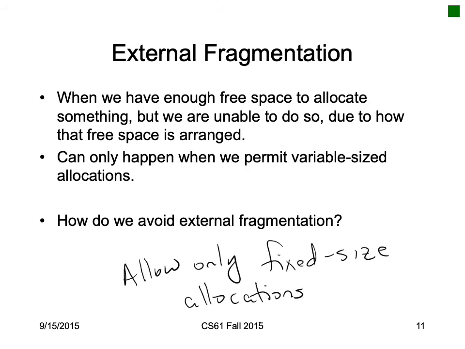So external fragmentation only happens when we permit variable size allocations, right? If all the allocations were the same size, we couldn't have this problem. So when I pose the question, how do you avoid external fragmentation? Well, there's at least one good answer, which is allow only fixed size allocations, right? Then we know you can't have external fragmentation because all the pieces are the same size. And so as soon as you free one, another one's available, that's available for the next allocation.